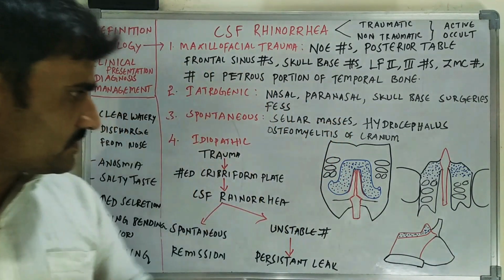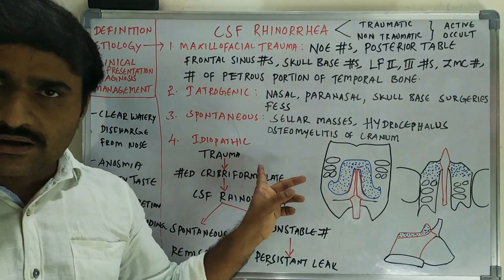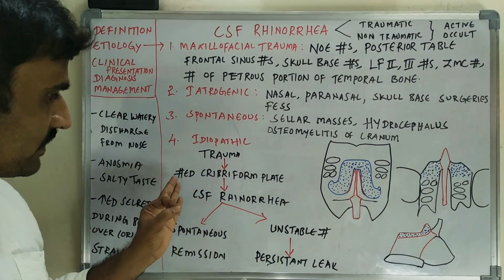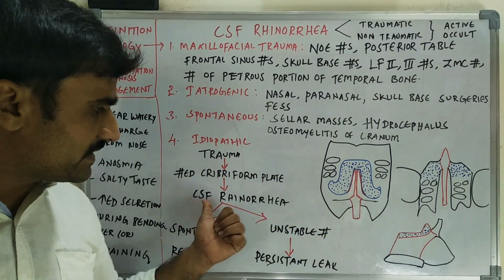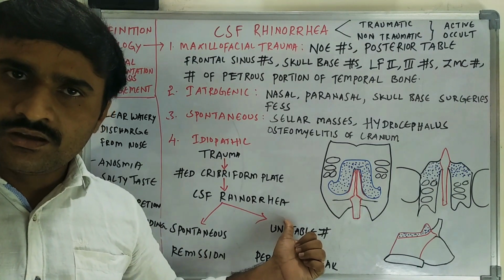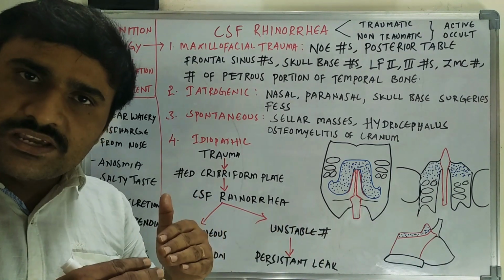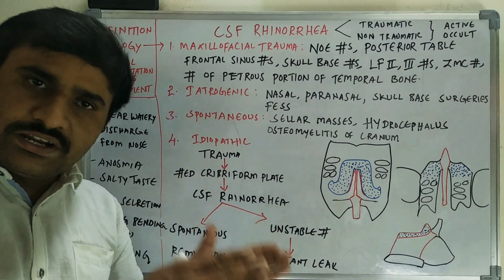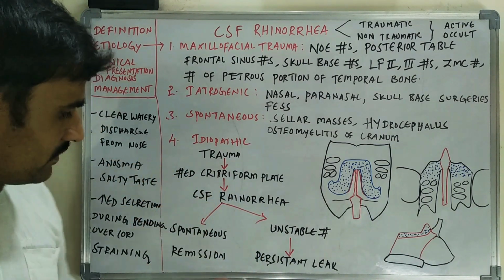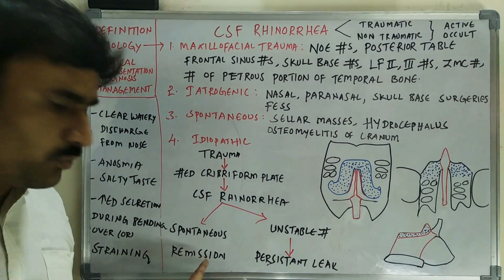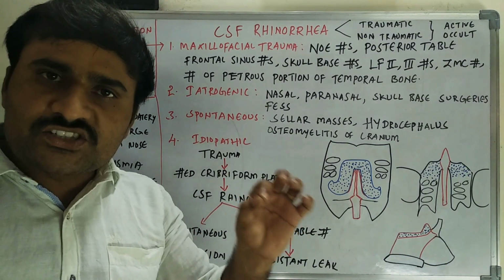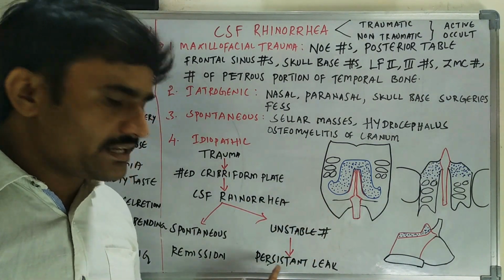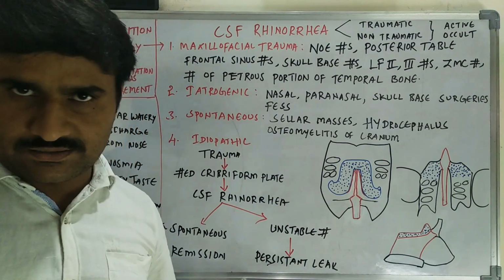So there are 4 causes. Due to trauma, if there is a fracture of the cribriform plate, then it will result in CSF rhinorrhea. If the fracture is undisplaced, after 48 hours or after 1 week, CSF rhinorrhea mostly ceases spontaneously, right? If there is an unstable fracture, in those cases there is a persistent leak.